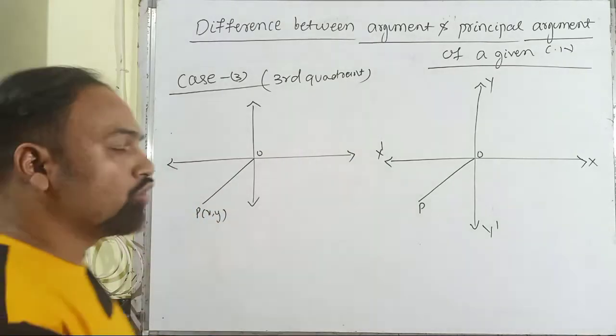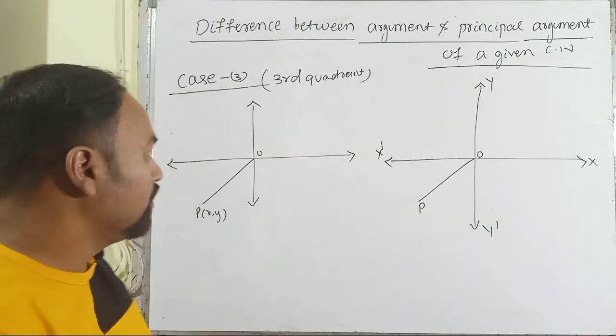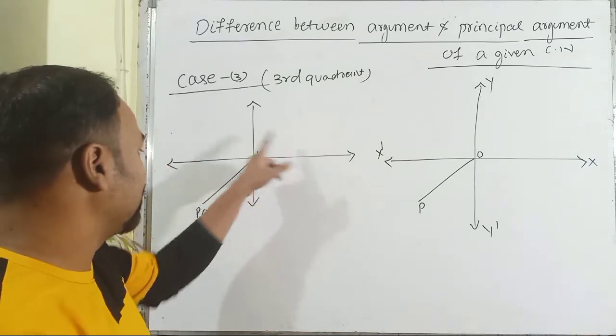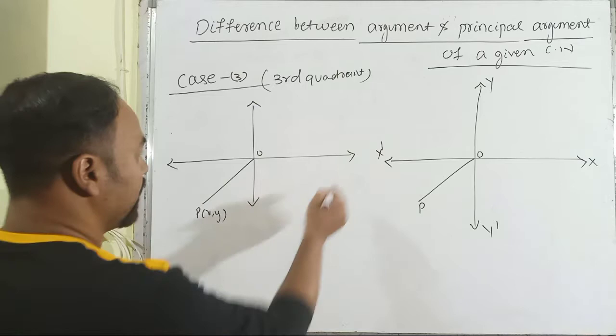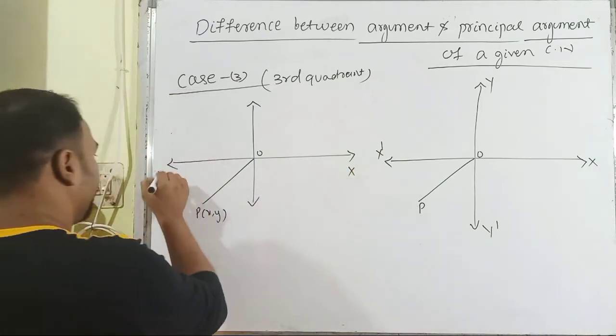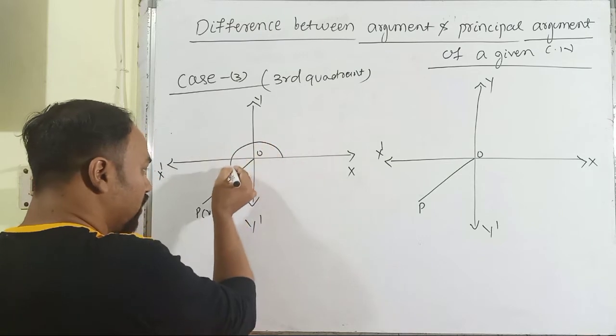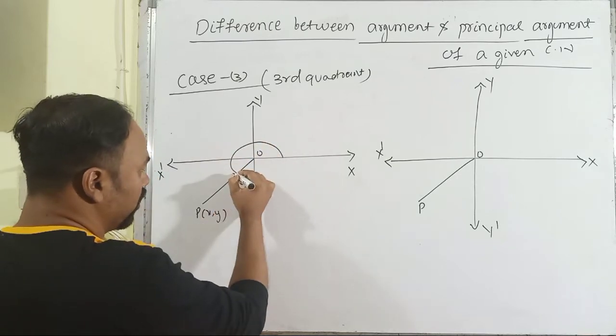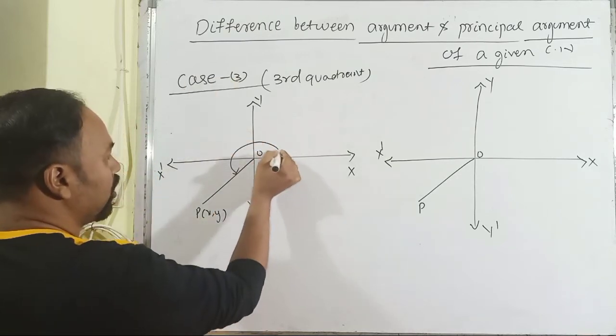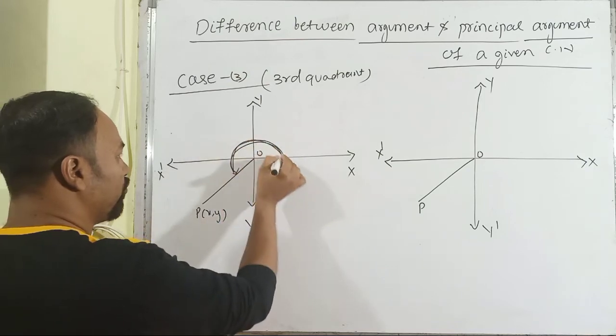We just have to find out the measure of rotation from the x-axis up to the line OP. Here it is the x-axis. We have to find out the angle of rotation that OP makes with the x-axis. So here it is the argument of z. This is the argument of z.